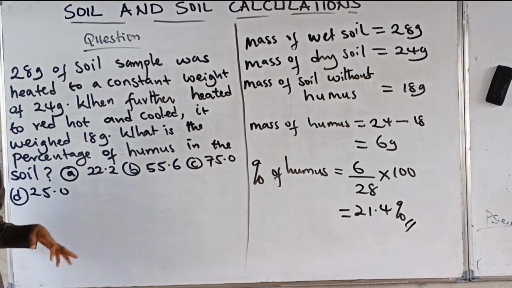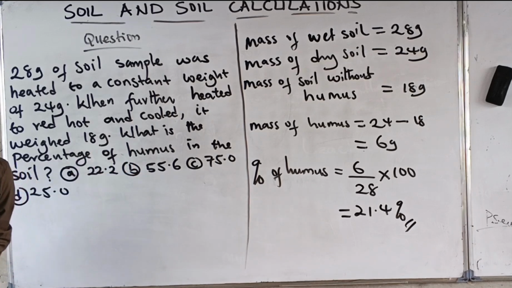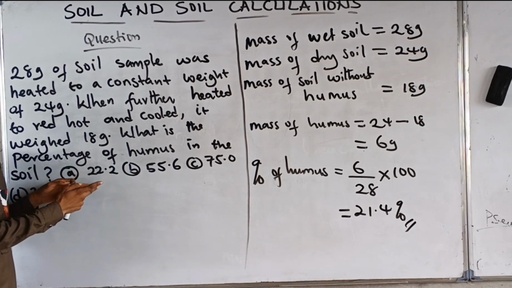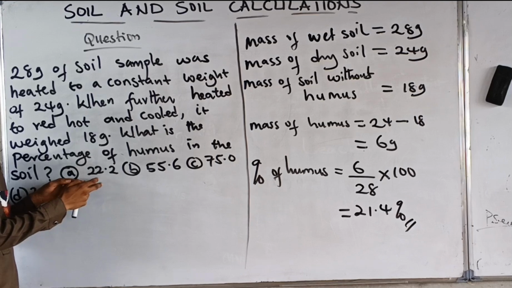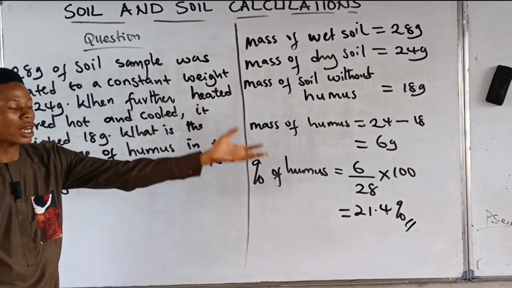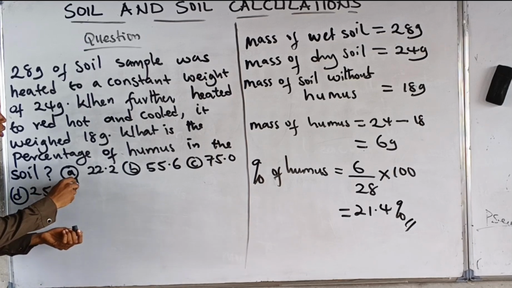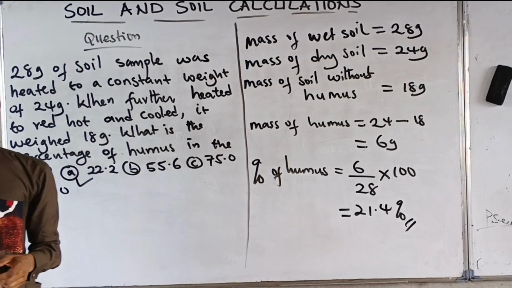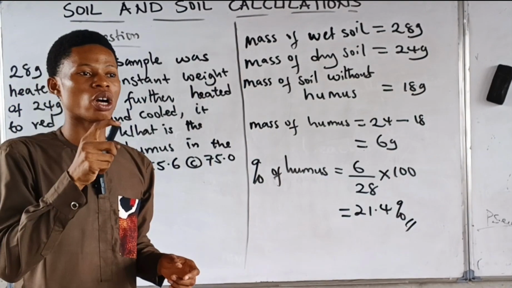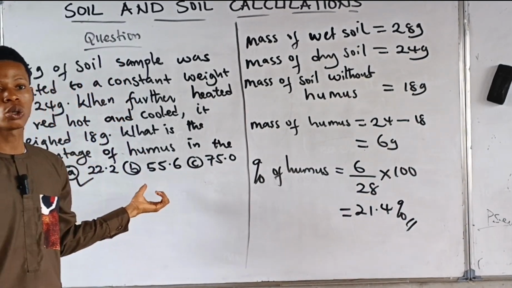Now check your option. Here we have 22.2, 55.6, 75.0, 25. So 21.4 is not in the option. What will you do? You choose the one that is closest to your answer. Because you've done the right thing and it's not there. So our answer becomes A. So anytime you solve something like that and you're not seeing exactly your answer, choose the one that is closest.